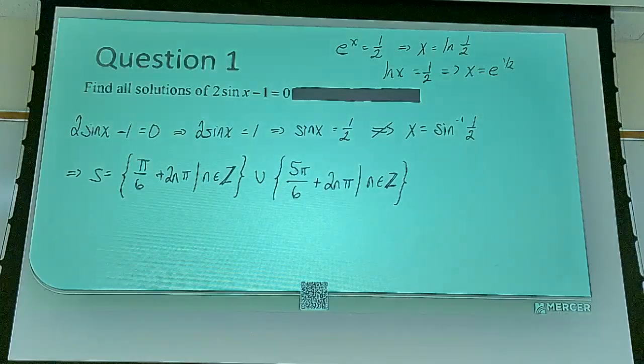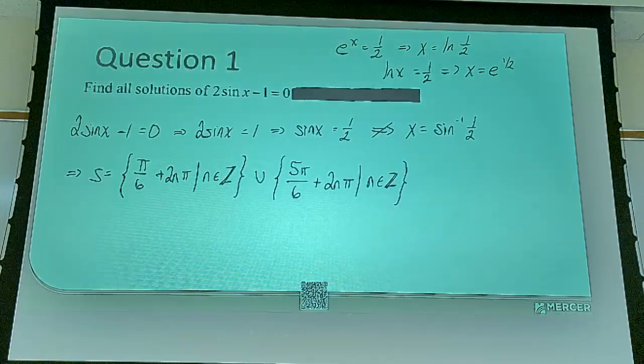Notice what would happen if you just took the inverse sine. Inverse sine of one half is just pi over 6. You would just get pi over 6. You would lose your 5 pi over 6 out of that, because the range of inverse sine was the right half, right? Minus pi over 2 to positive pi over 2.